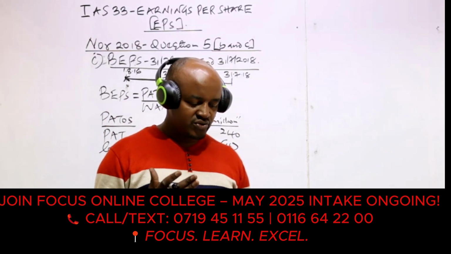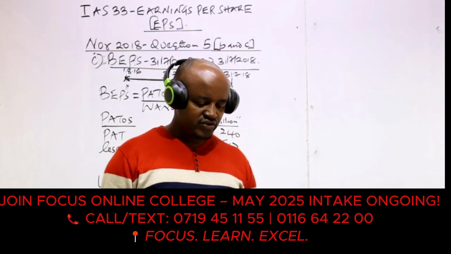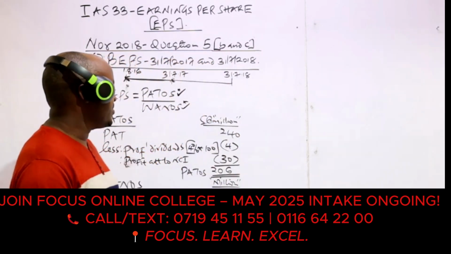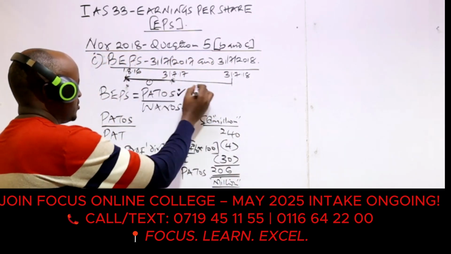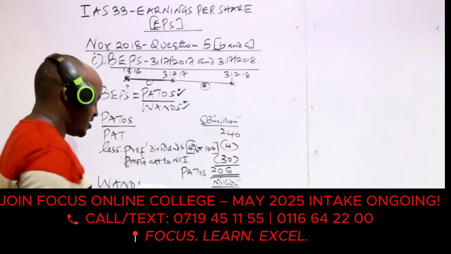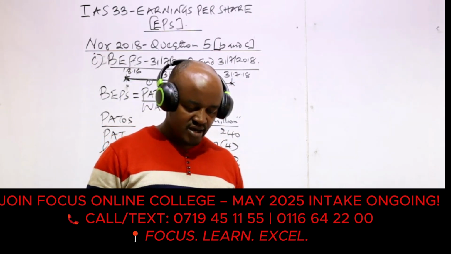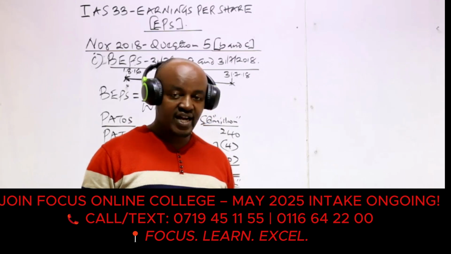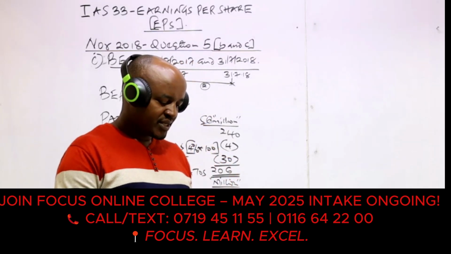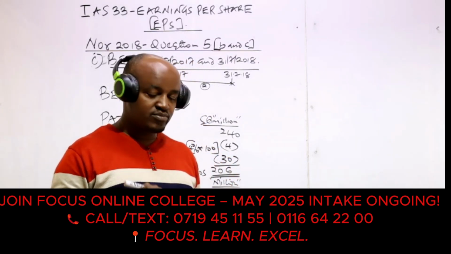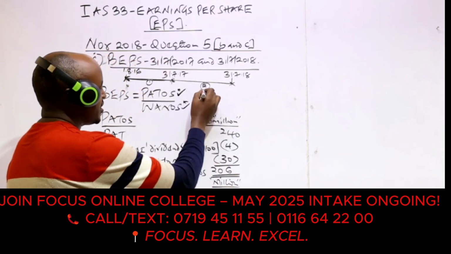Before note 1, we are told during the year which ended 31st of July 2018. That is the second year, because here we have 2 years. So the year which ended 31st of July 2018, the following changes took place in relation to the issued share capital. So basically what that means is that the transactions we have in note 1 up to note 4 are transactions for the second year.